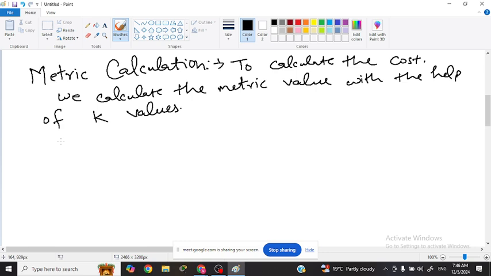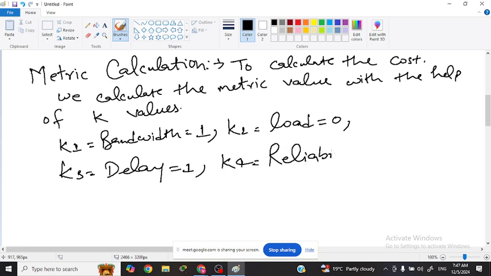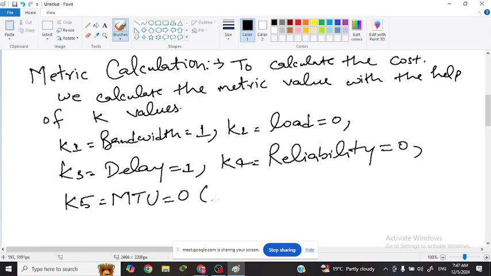Okay. So K1 is equal to bandwidth, and this value will be 1. K2 is equal to load. This value will be 0 by default. K3 is equal to delay. And K4 is equal to reliability. And K5 is equal to, anyone? Maximum transmission unit, MTU, maximum transfer unit.